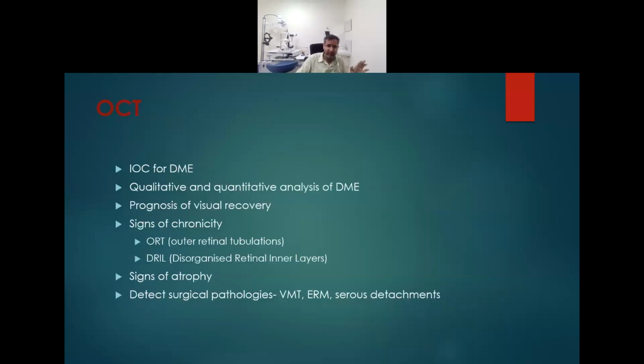OCT is the investigation of choice for diabetic macular edema, and it is used for both qualitative and quantitative analysis of DME. What else is it used for? It is used for telling the prognosis of the visual recovery.